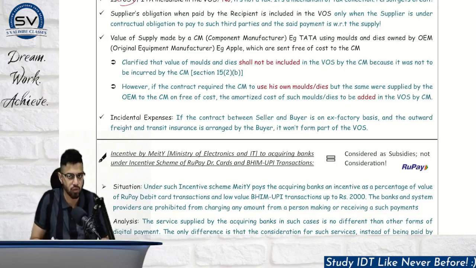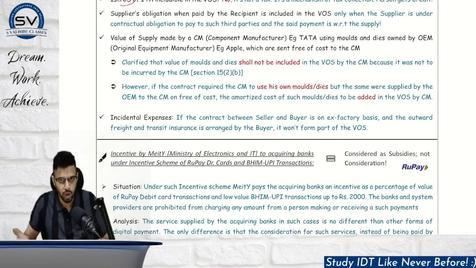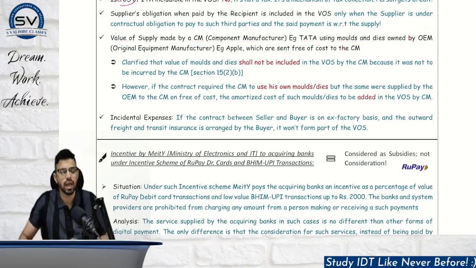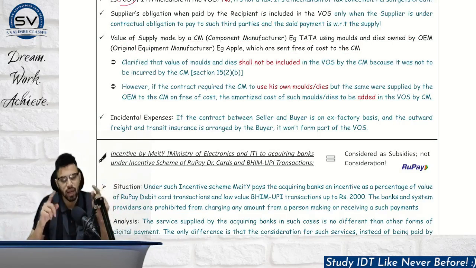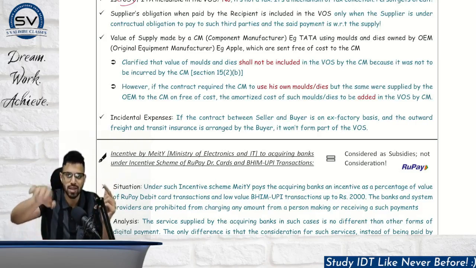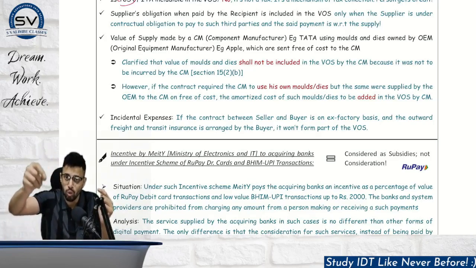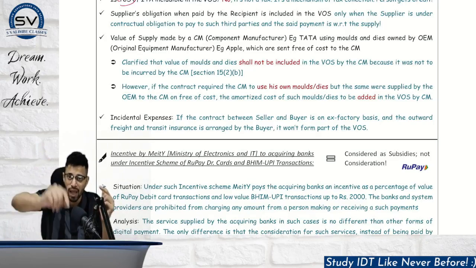Okay. Now, coming to this example, this is the topic which comes in every chapter, the case of OEM and CM, original equipment manufacturer, let's say Apple, and component manufacturer, let's say Tata. Now, value of supply made by a component manufacturer, example Tata, using molds and dies owned by the OEM, example Apple, which are sent free of cost to the CM. This particular topic issue, we did cover in chapter number 1 as well. Now, with respect to different chapters, the issue also changed. In chapter number 1, the issue was whether this is supply or not. There we concluded that this is not a supply because consideration is not involved. Here now the focus of the question is whether the value of molds or dies will be included in the value of supply by Tata to Apple.